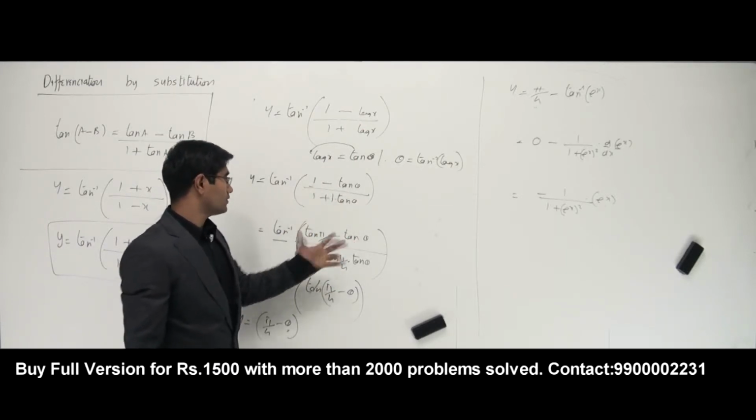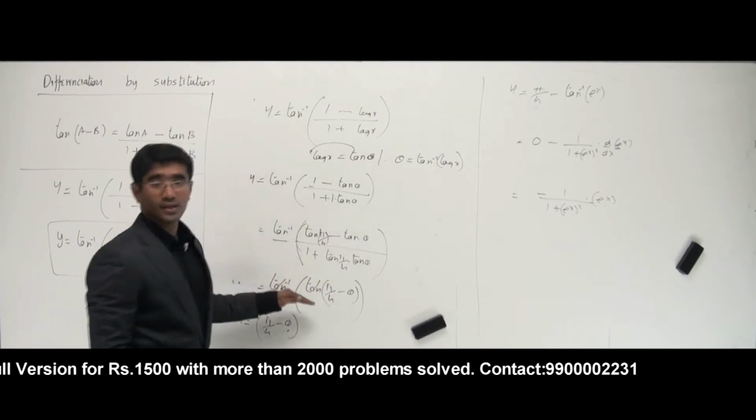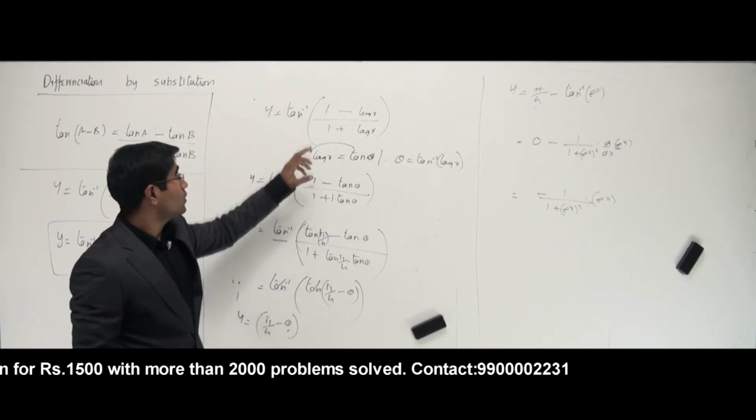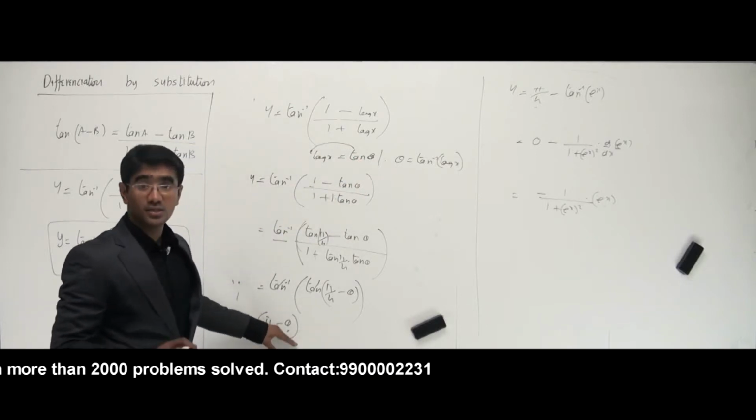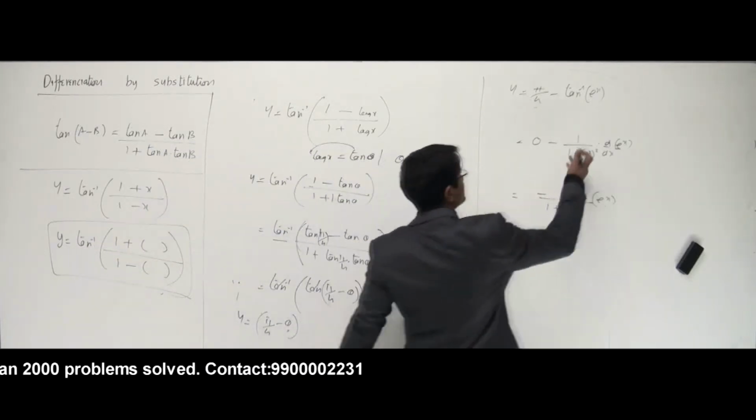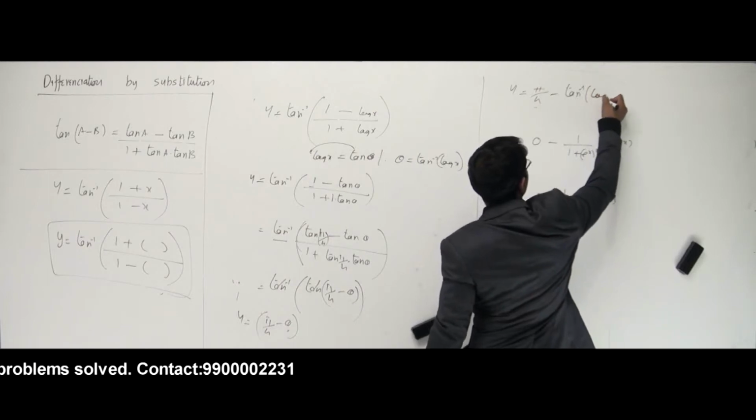1 is tan 45. The same procedure follows. I don't have to do anything, no difference in this. Only while substituting, I get pi by 4 minus theta. While resubstituting theta, this becomes tan inverse of log x.